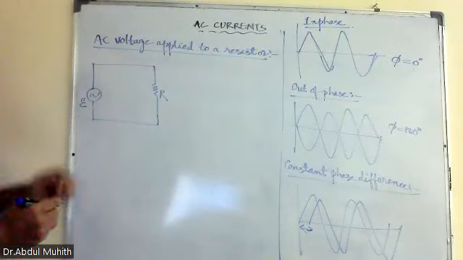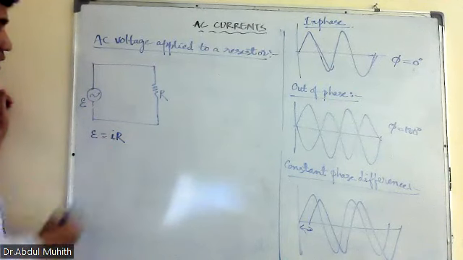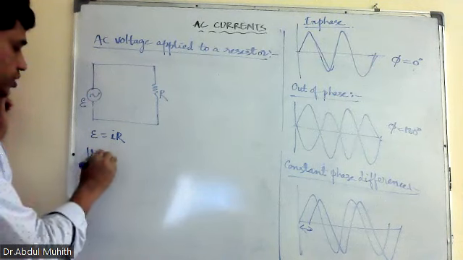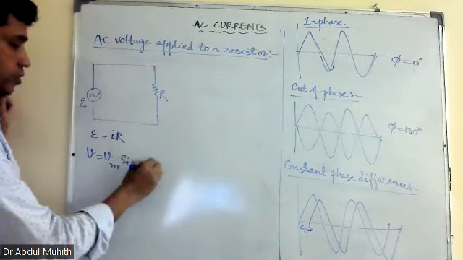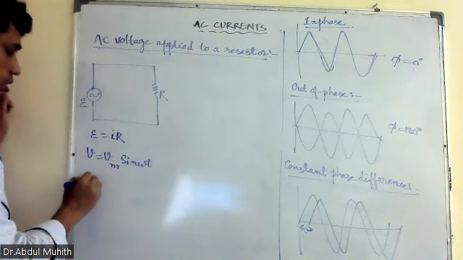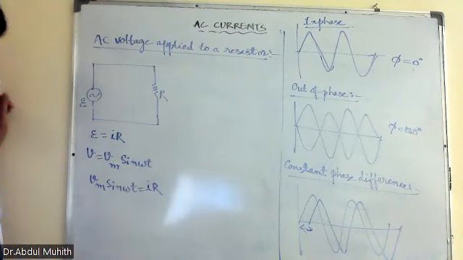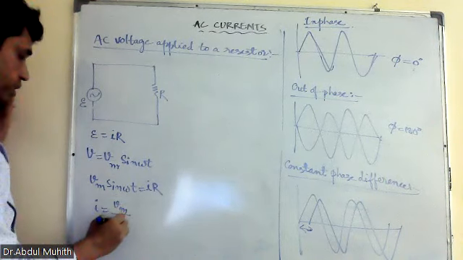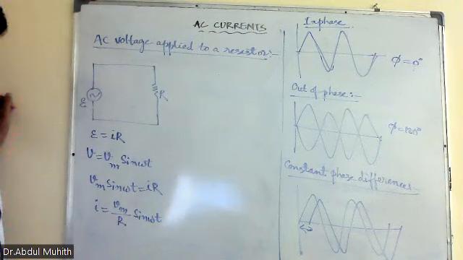According to that, here we have E equal to IR, where I is the current and R is the resistor. So here we write V equal to Vm sin omega t. Now we substitute this value: Vm sin omega t equals IR. So I is equal to Vm by R into sin omega t.